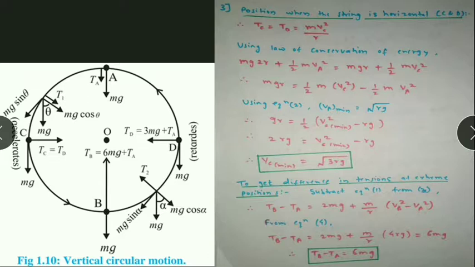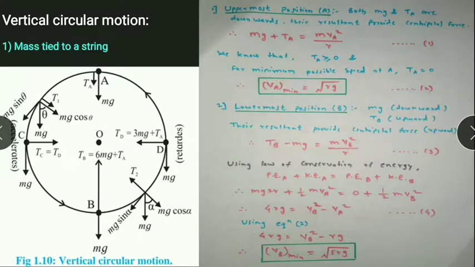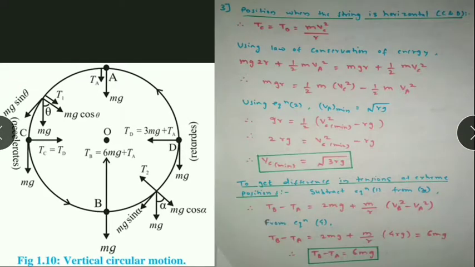Now from equation number 4, 4rg equals to vb square minus va square. So put the value of vb square minus va square is 4rg. From equation number 4, Tb minus Ta is equals to 2mg plus m upon r into 4rg. Here r gets cancelled and we get 2mg plus 4mg is equals to 6mg. Therefore, the difference between the extreme tensions depend only upon the weight of the object.